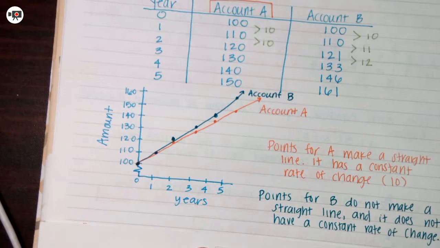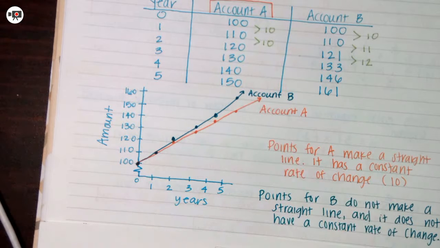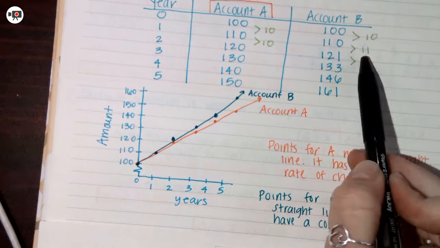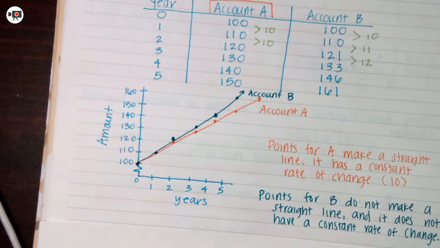Points for B do not make a straight line. It starts to curve up here. And it does not have a constant rate of change. Increases by 10, then 11, then 12, and so on. So we can say A is linear, B is not linear.